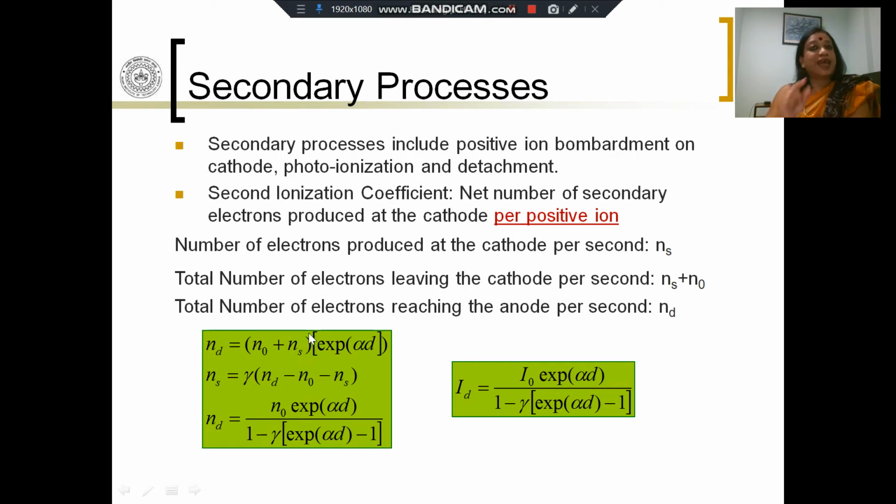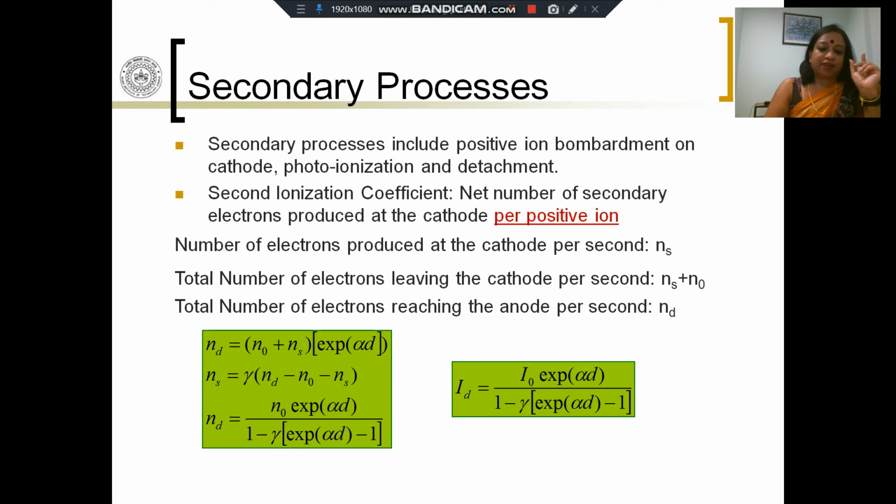We now know that N0 is now not the number that is leaving the cathode, but N0 plus Ns is the total number of electrons which are leaving the cathode. So therefore Nd can be better written as N0 plus Ns, the whole thing, in e to the power alpha d. Now, what is the number of secondary electrons? We know that the number of primary electrons at the cathode is N0, number of electrons at the anode is Nd.